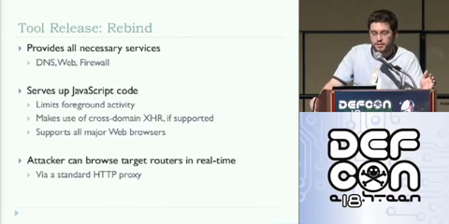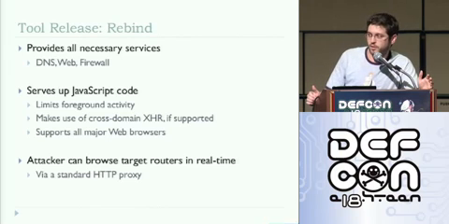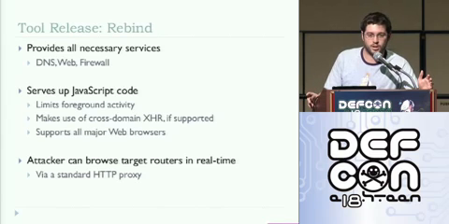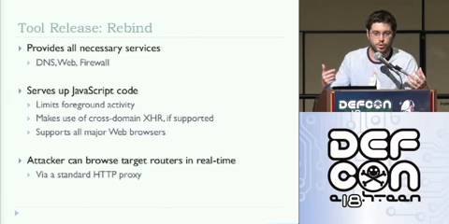Basically, it does everything for you except register a domain name. It runs two web servers. It runs a DNS server. It interfaces with the iptables firewall in Linux. It serves up JavaScript code to the client when they do the initial request. It also implements an HTTP proxy for the attacker to interface with the routers. And basically, the HTTP proxy and the JavaScript code act together to forward requests from the attacker to the client.